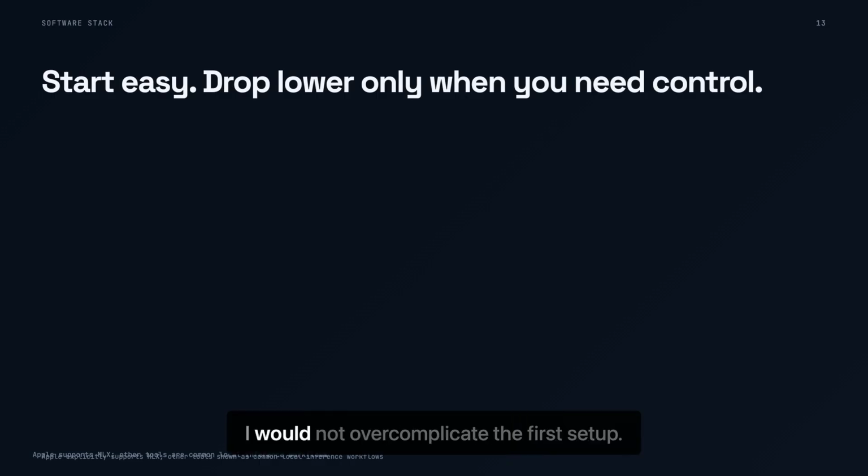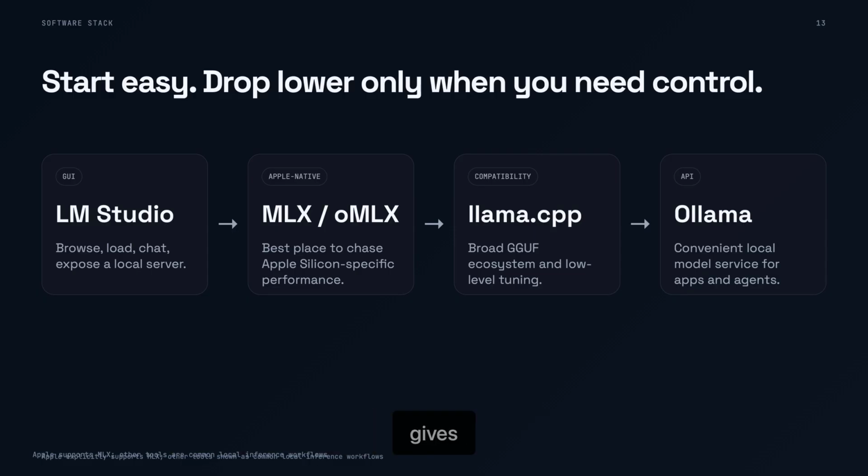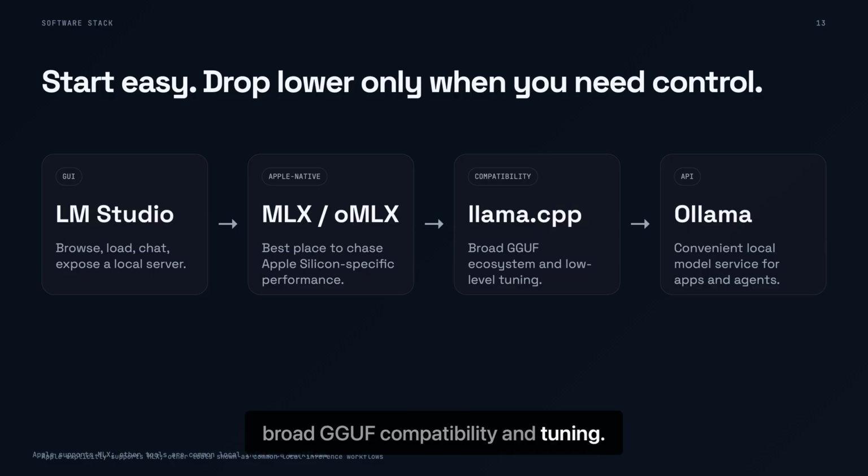For software, I would not overcomplicate the first setup. Use LM Studio to browse and test models. Move to MLX or oMLX when you care about Apple-specific performance and benchmarking. Llama.cpp gives broad GGUF compatibility and tuning. Ollama is useful when the goal is to turn the Mac Studio into a simple local model server for other apps.